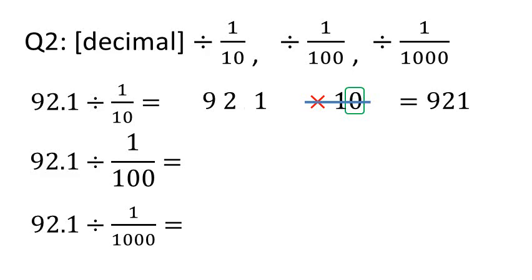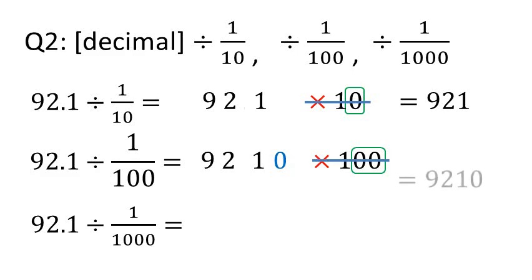The next question is 92.1 divided by 1 over 100. This means 92.1 times 100. Since 100 has 2 zeros, you can move the decimal point 2 places to the right. So the answer is 9,210 point, and you can erase the decimal point, so the answer is 9,210.